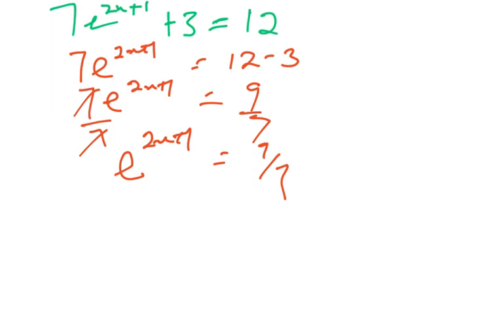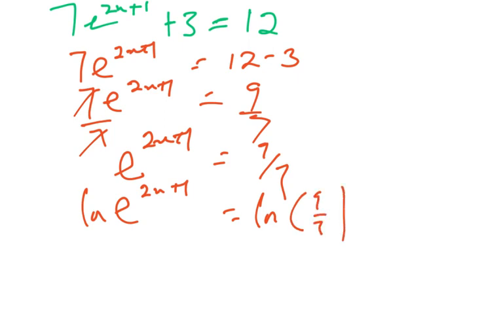Now when you get something like this, you're not done. So this is what you are going to do. We are going to use the natural log to solve this one. So we have the natural log of e exponent 2x plus 1 is equal to the natural log of 9 on 7 here. So this is what we are going to get here.